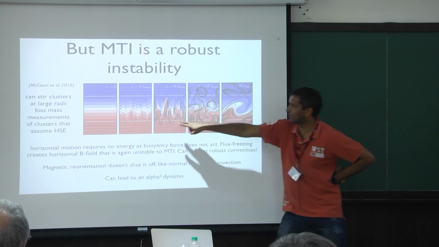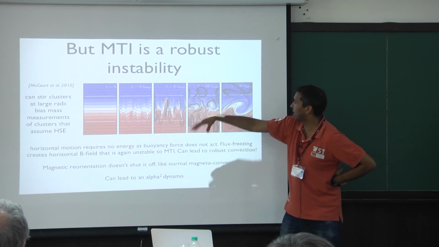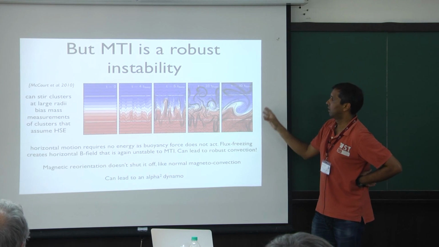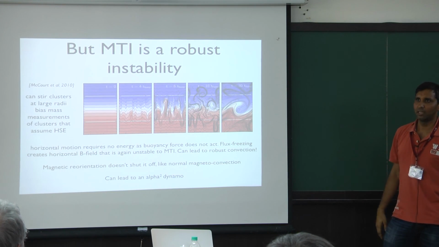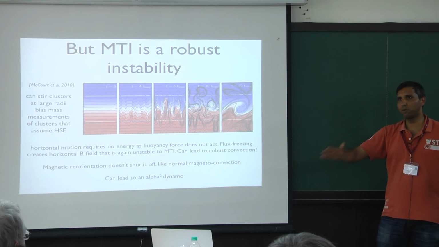So you can see that it starts at smaller scales and then becomes a larger scale. This instability grows at all scales as long as conductivity is important at that scale.